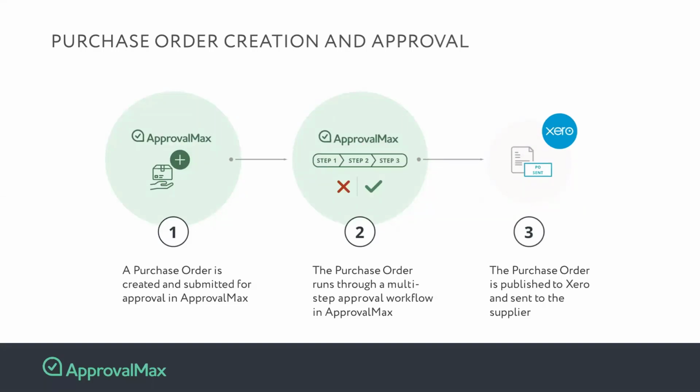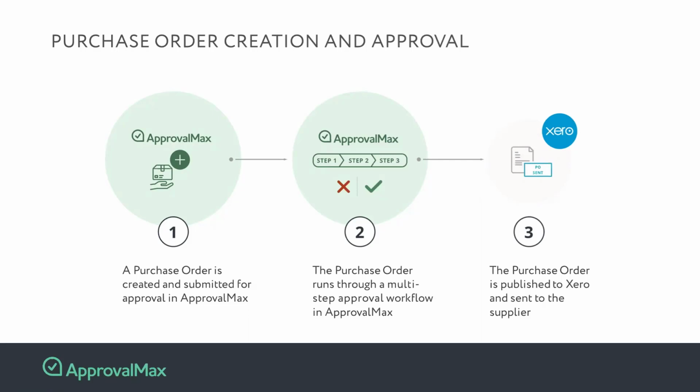In the second step, once the purchase order is submitted for approval, it goes through the workflow with notifications and different approval steps and different approvers. And finally, in the third step, once all approvers have approved the purchase order, it is pushed to Xero. And it could even be sent to the supplier, provided that such an option has been requested by the requester.